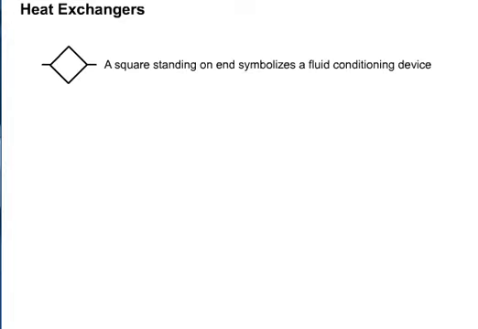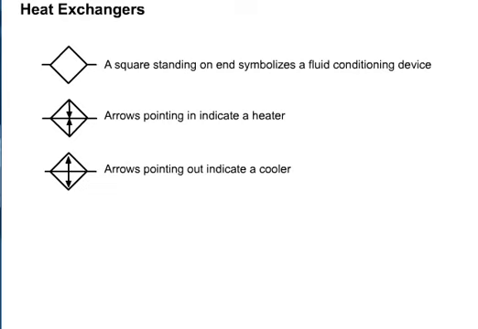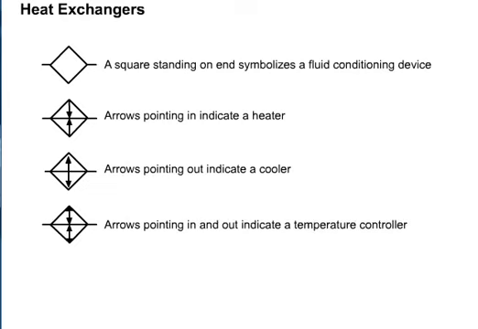Heat exchanger. Hydraulic heat exchangers may be considered coolers or heaters. Their graphic symbols are often confused. As with a filter, the base symbol is shown as a square on end. Arrows pointing in indicate the introduction of heat or a heater. Arrows pointing out indicate heat dissipating or a cooler. Arrows pointing in and out would indicate a temperature controller, or temperature that is maintained between two predetermined limits.